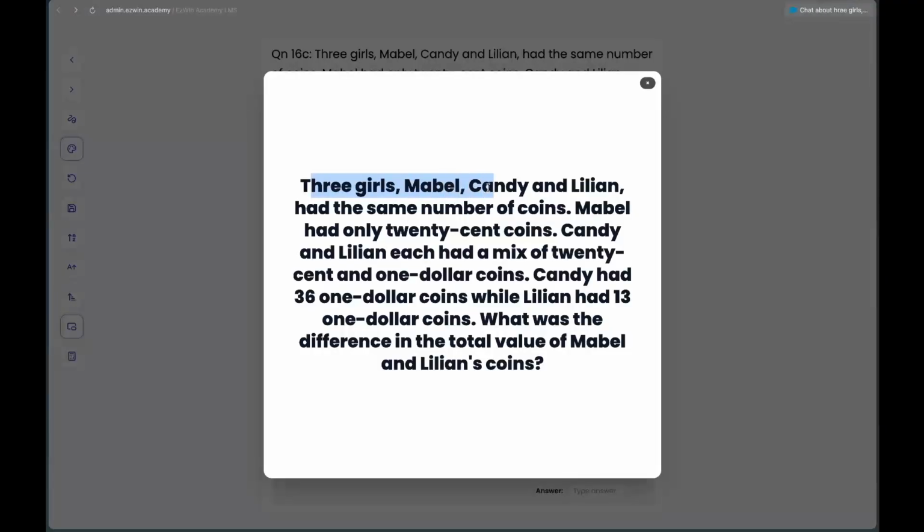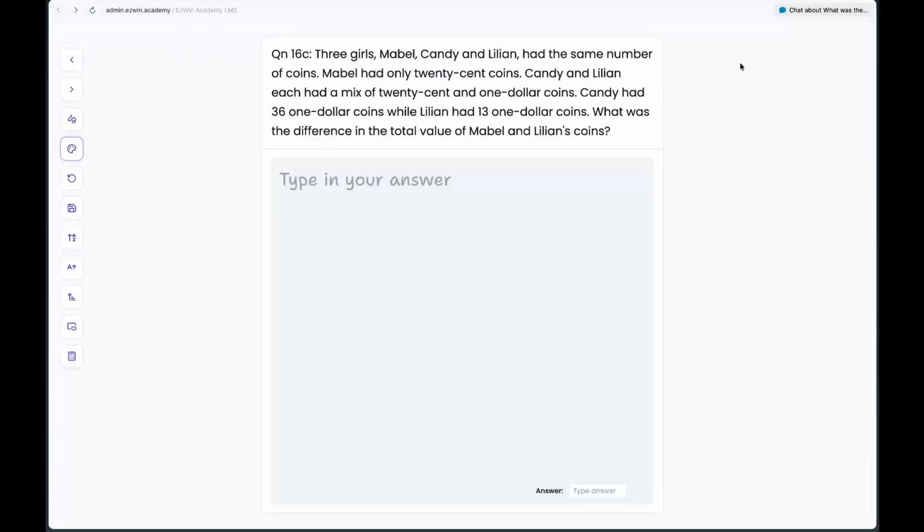All right, question 16, part C. Three girls, Mabel, Candy, and Lillian, had the same number of coins. Mabel had only 20-cent coins. Candy and Lillian each had a mix of 20-cent and $1 coins. Candy had 36 $1 coins, while Lillian had 13 $1 coins. What was the difference in the total value of Mabel and Lillian's coins?